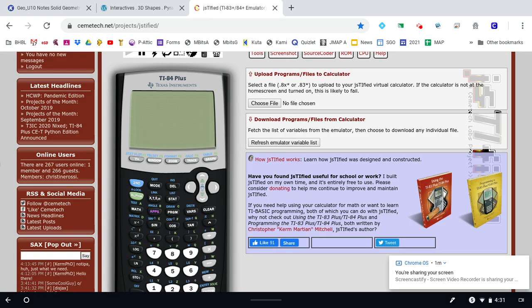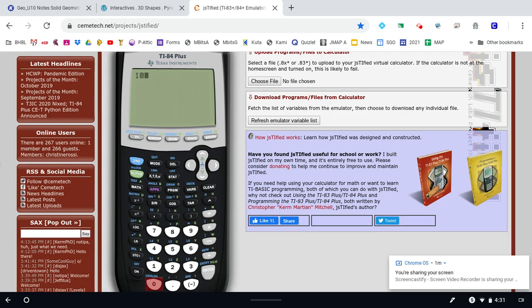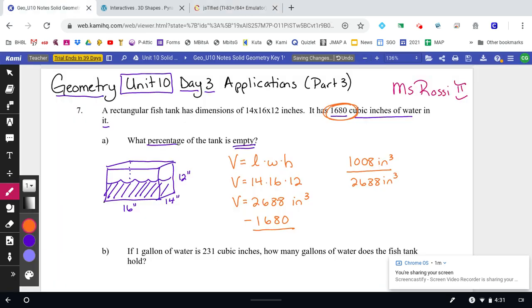So let's take 1,008, divide that by 2,688. I want to make that a percentage, so multiply that by 100. So it means it's 37.5% empty.